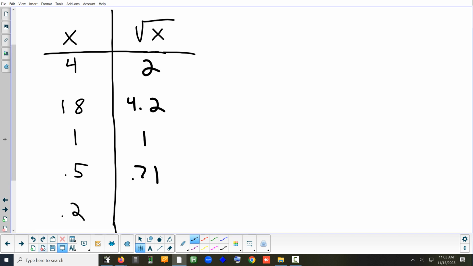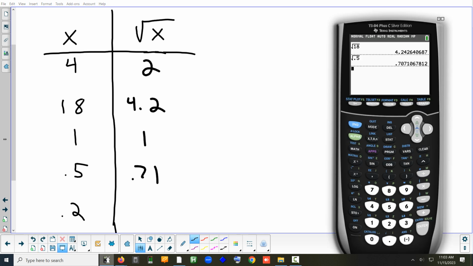So what do you think would happen here? 0.2. Yeah, that would get bigger because it is between 0 and 1. So take the square root of 0.2 and you get about 0.45.